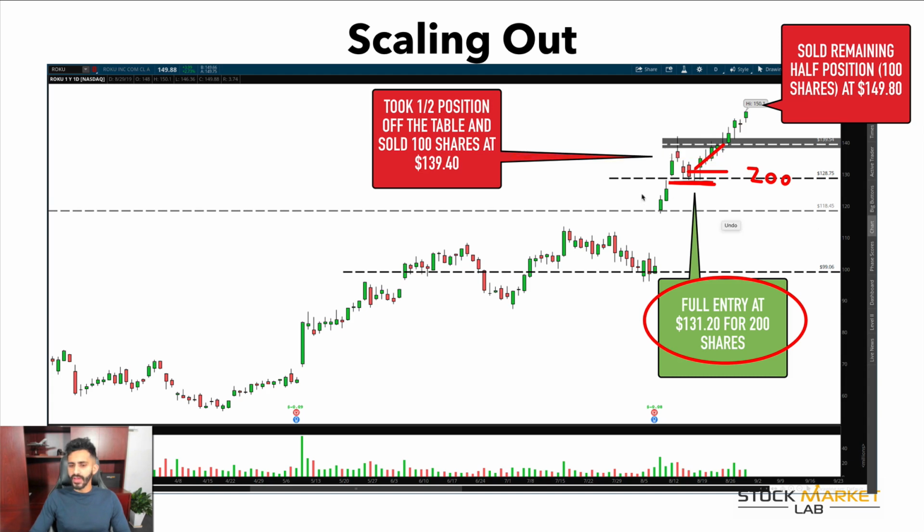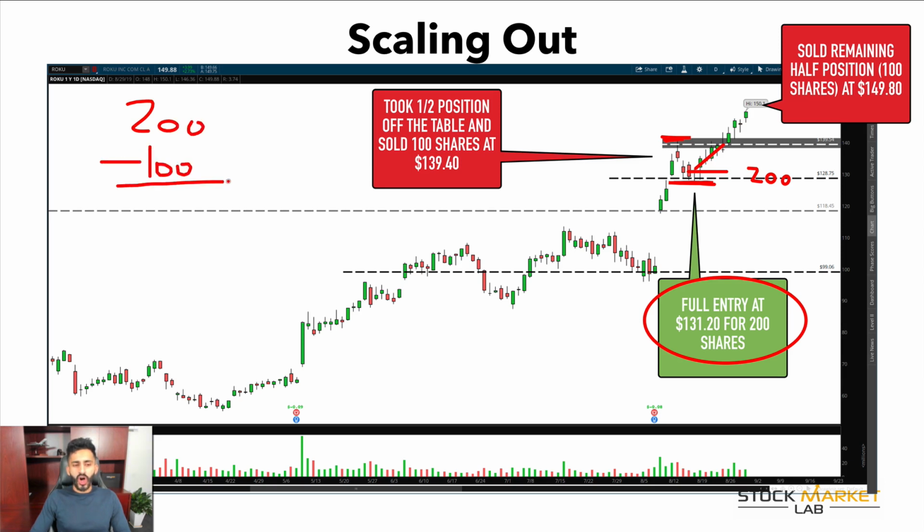Now as it's facing a major resistance level, we as traders go, you know what? I saw this level before. I saw it got rejected around 139, 140 before. It's there again. So I don't know, I'm not as confident. I don't want to lose out on some profits. I'm up well on this trade. So you know what? I have 200 shares, so let me get rid of 100.